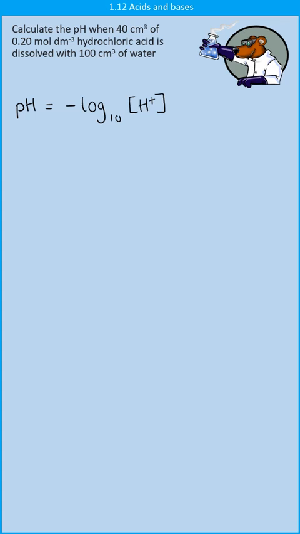Negative log base 10 of the concentration of hydrogen ions. We've got the square brackets to show us that it's concentration, and that's important, it's not the number of moles. Writing the base 10 is strictly speaking optional. If you don't write anything at all, we just assume you mean base 10, but it's good practice to put it in there anyway. So I'm going to need to work out what the new concentration of hydrogen ions is.